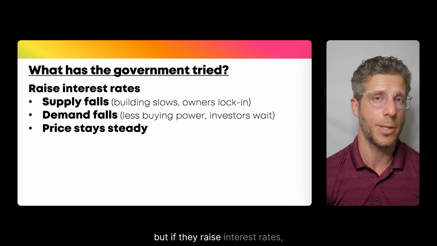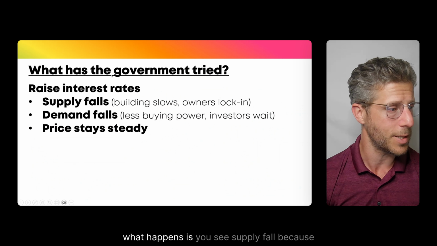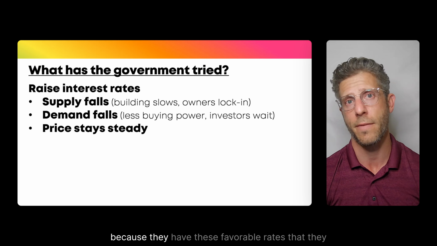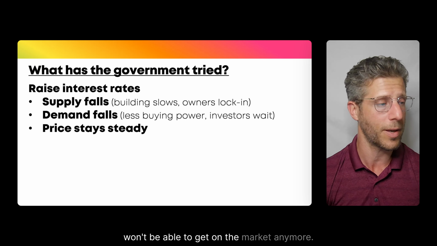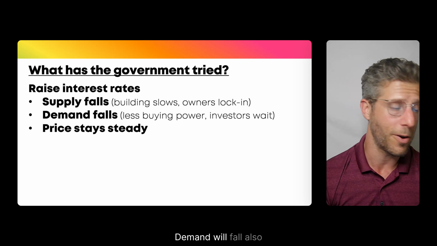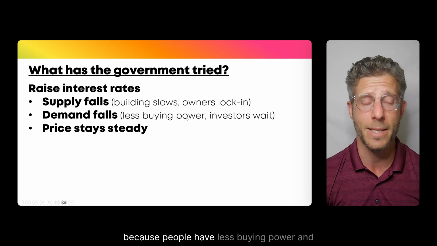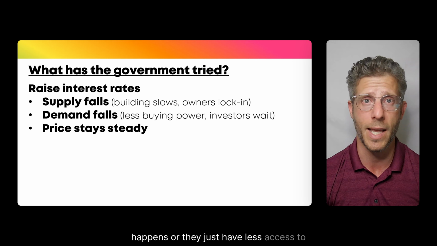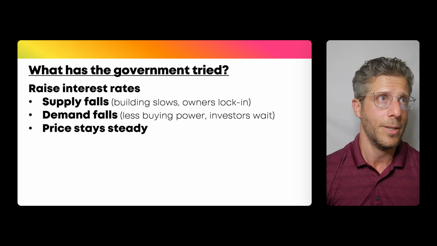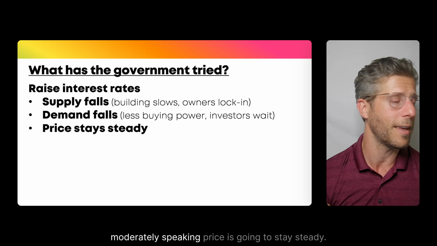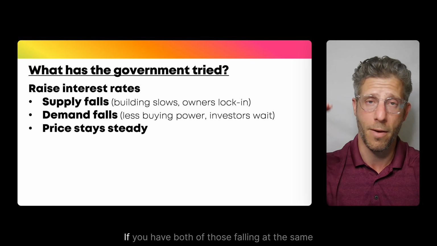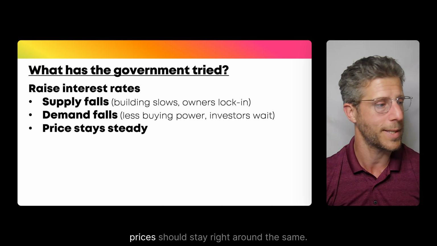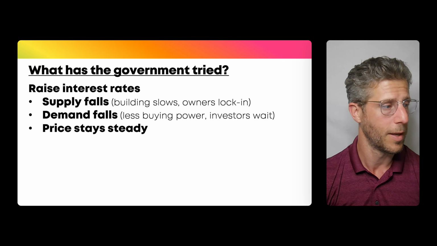If they raise interest rates, you see supply fall because building will slow and owners tend to lock in because they have these favorable rates that they won't be able to get on the market anymore. Demand will fall also because people have less buying power and investors will typically wait it out and see what happens, or they just have less access to attractive capital. Moderately speaking, price is going to stay steady. You have both of those falling at the same time, unless one is falling faster than the other. Prices should stay right around the same.